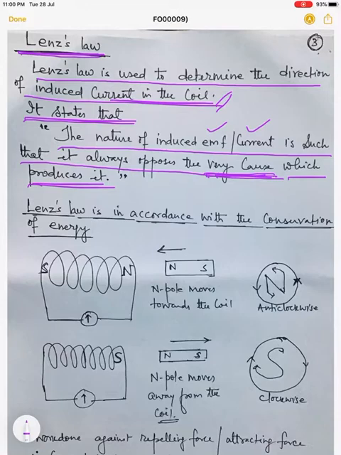So, this is the very typical behavior: the EMF opposes the very cause which produces it. And this helps us to get the direction of induced current, as well as we can understand that Lenz's law is not violating the law of conservation of energy. So Lenz's law is in accordance with the conservation of energy. So how do we prove this?